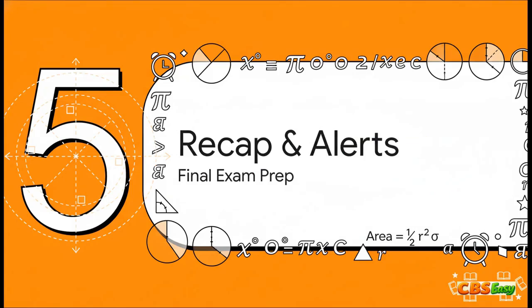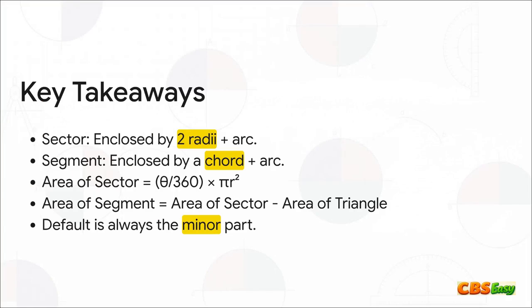So before we wrap this up, let's do a super fast summary of the absolute most important points you need to lock in for your exam prep on this chapter. Here you go, your final cheat sheet. Sector is the pizza slice, made by 2 radii. Segment is the crusty end, made by 1 chord. Know the sector formula by heart, and always remember the segment is just sector minus triangle. And please, don't forget the minor rule.